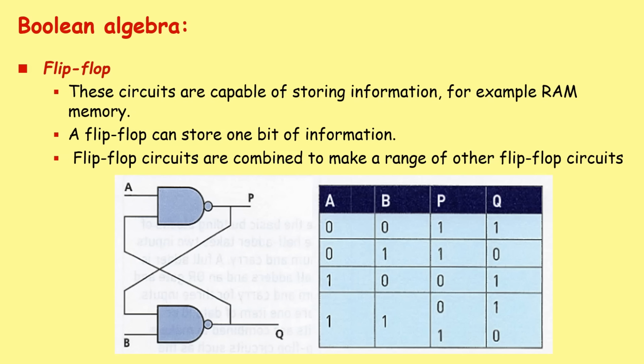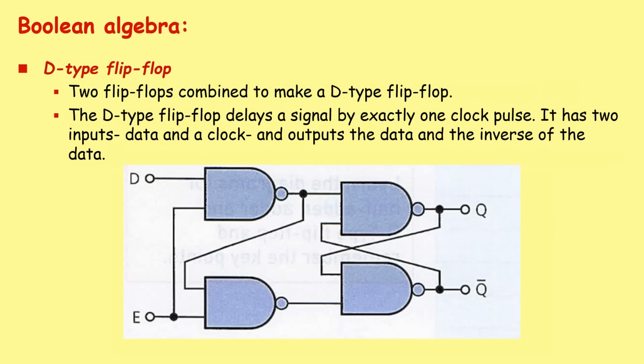Flip-flop. These circuits are capable of storing information, for example, RAM memory. A flip-flop can store one bit of information. Flip-flop circuits are combined to make a range of other flip-flop circuits. The next one we need to know is the D-type flip-flop. Two flip-flops combine to make a D-type flip-flop. The D-type flip-flop delays the signal by exactly one clock pulse. It has two inputs, data and a clock, and outputs the data and the inverse of the data.